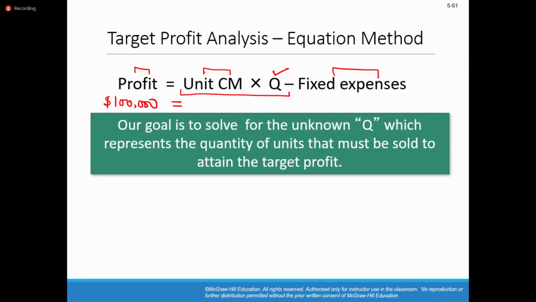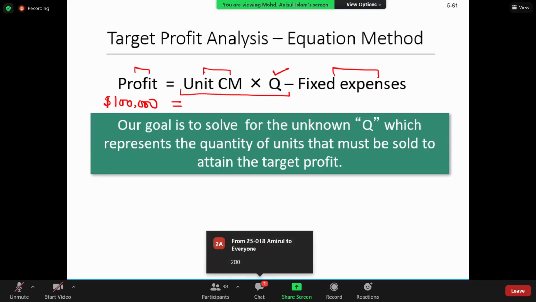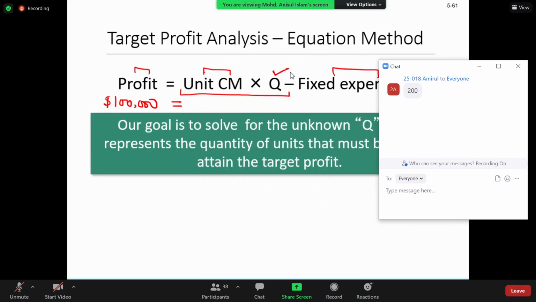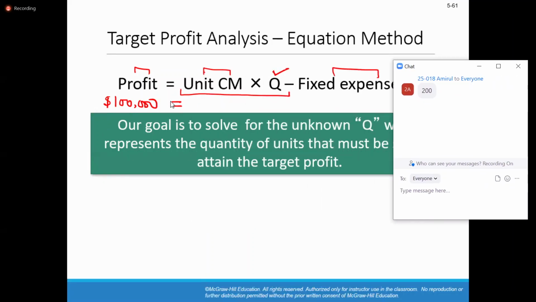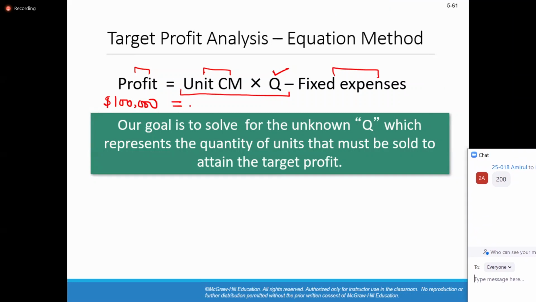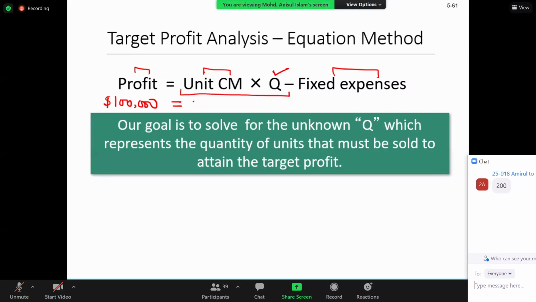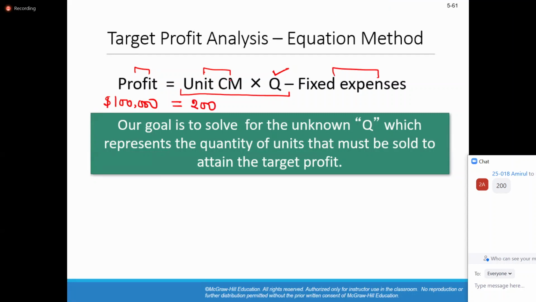I would like to test your memory. Can you recall what our contribution margin was in the current case? 500 was the selling price. Yeah, good, 200, because our variable expense was 300, so our contribution margin is 200 per unit. Remember, it is contribution margin, not contribution margin ratio. We'll see the application of the contribution margin ratio later in the formula method.